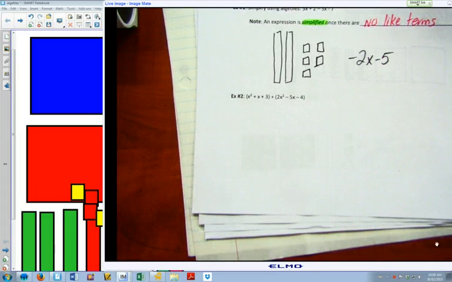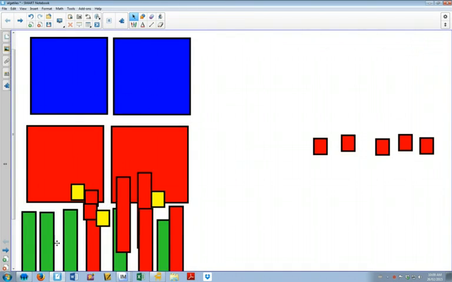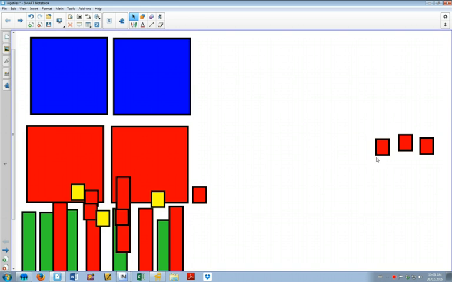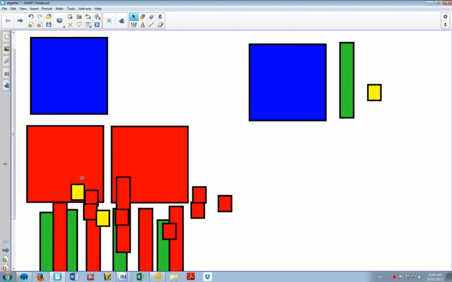So let's put out our x squared plus x plus 3. Okay, how do I do x squared? Big square, and is it going to be colored or white? How do I show plus x? How do I show plus 3? 3 little guys.